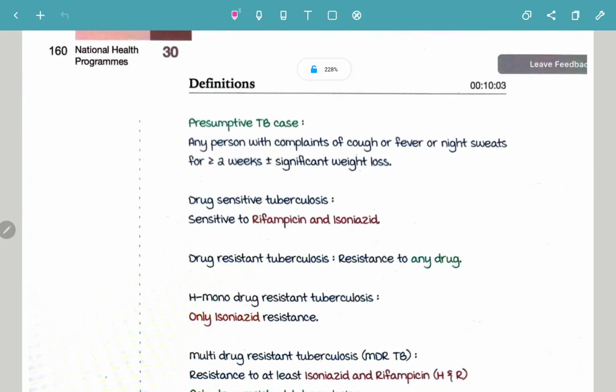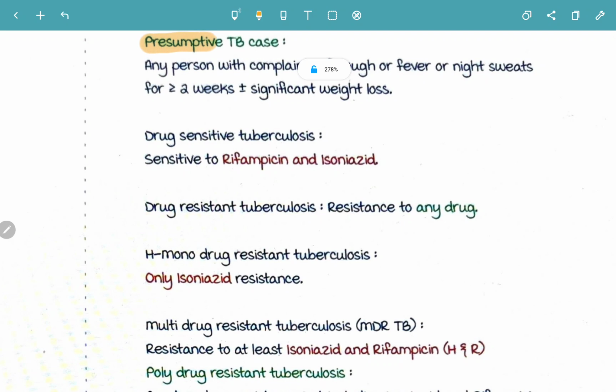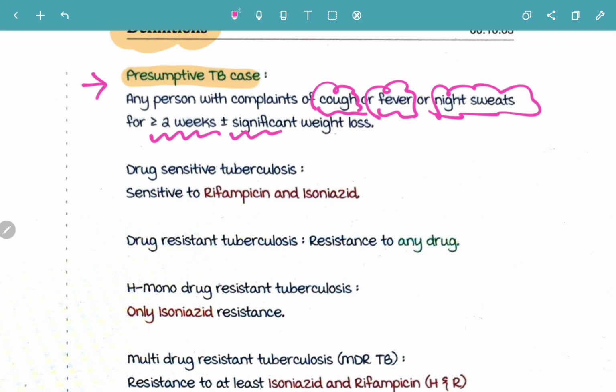Let's look at some very favorite even Viva questions, these definitions. First is what is presumptive TB case? So what do you mean by presumptive TB case? Any person with complaints of cough or fever, especially evening rise of temperature and cough, or night sweats for a duration of more than 2 weeks, plus or minus significant weight loss, is a presumptive TB case.